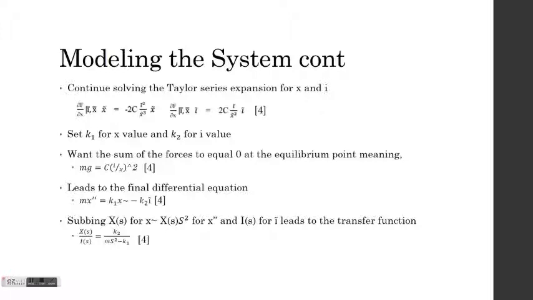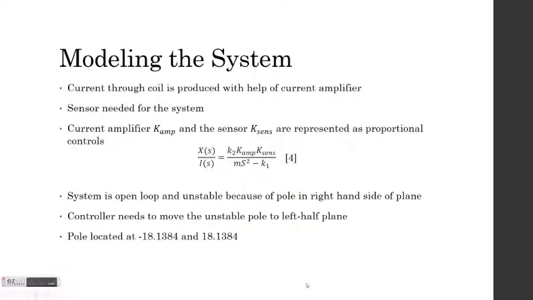By substituting X(s) for x tilde, s squared X(s) for x double prime, and I(s) for I, we arrive at the transfer function shown at the bottom. In addition to the transfer function, I needed to add two additional gains, k-amp and k-sense. K-amp represents the current through the coil that is produced. The sensor is needed to monitor the system. The final open-loop transfer function is shown below.